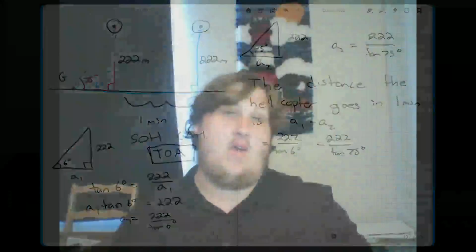What I could do, and what I recommend you don't do, is figure out what tan 6 degrees is and divide 222 by that. We're going to get some decimal on our calculator. Then same thing with 222 over tan 75 degrees, and we could subtract the two. But depending on how we do that, we're eventually going to have to cut off the decimal places, because the calculator eventually cuts them off, right?